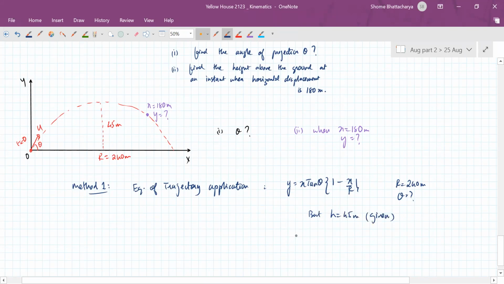Now I know that when x is equal to r by 2, at that instant y becomes h. That is the maximum height position. When it reaches this position here, x is equal to r by 2 and y is equal to h. So substitute this information in the equation of trajectory.